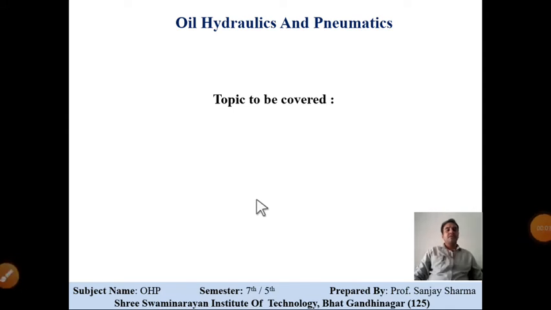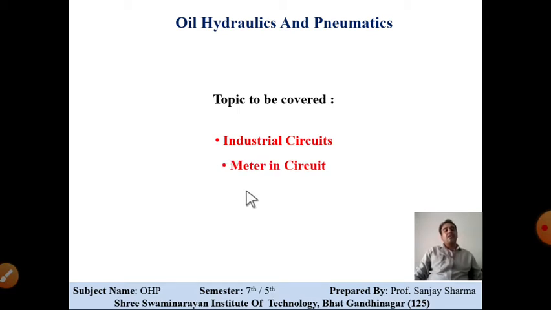Hello students, in today's video we will see regarding the industrial circuit, that is the meter in circuit and meter out circuit. Before that we have seen the sequencing circuit and the other circuits which are used commonly in the industry. Now in today's lecture we will study regarding the meter in circuit and meter out circuit.